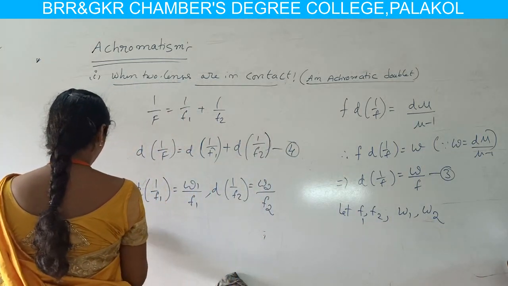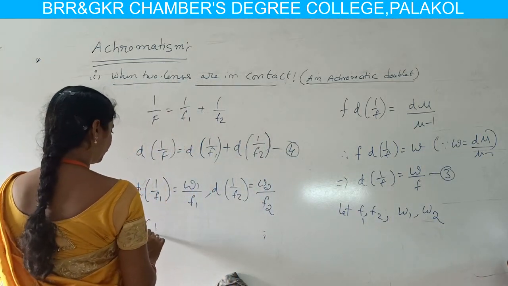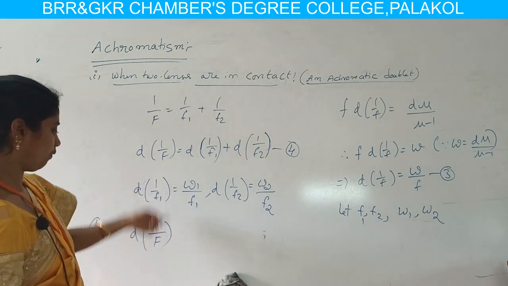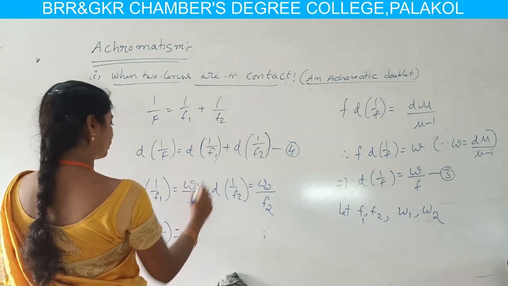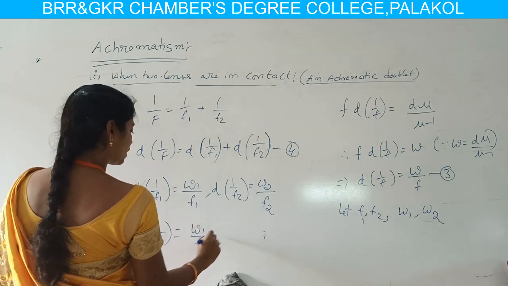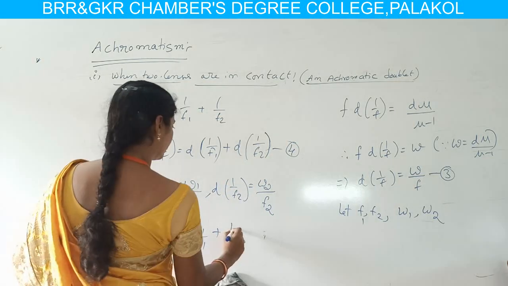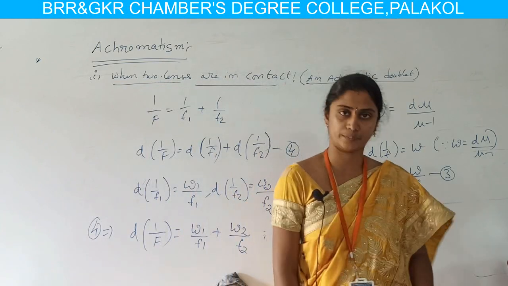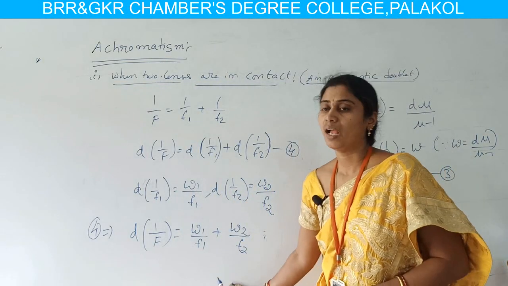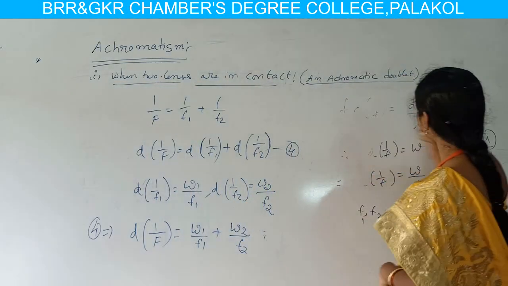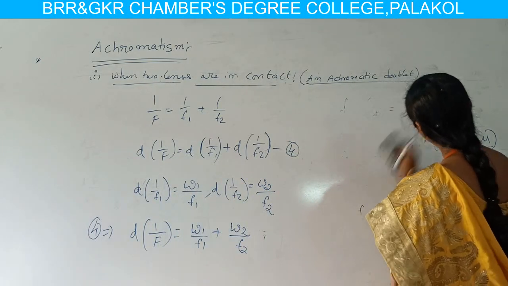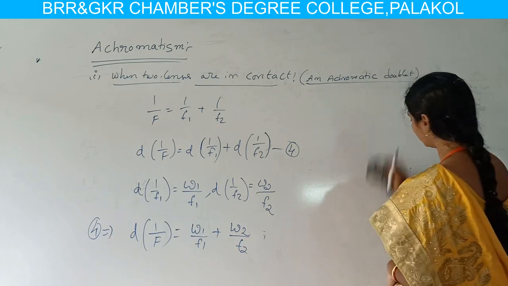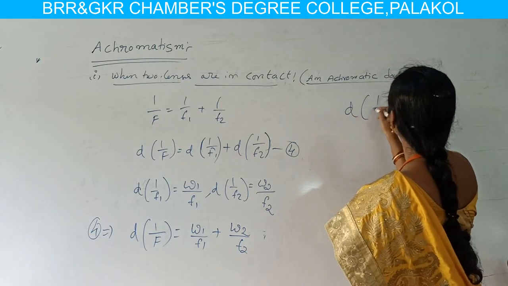Hence, equation 4 changes into d(1/f) = omega 1 by f1 plus omega 2 by f2. Here the focal length should not vary with color, hence it is a constant. Hence we consider d(1/f), which is equivalent to 0.